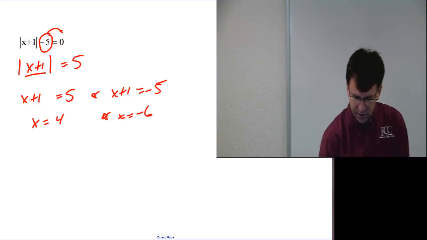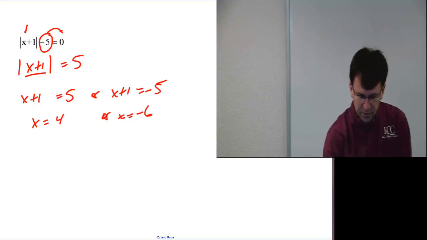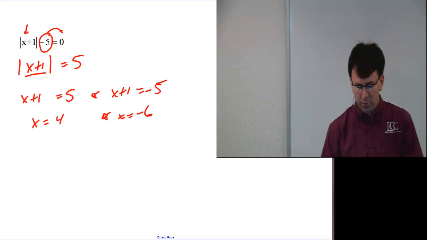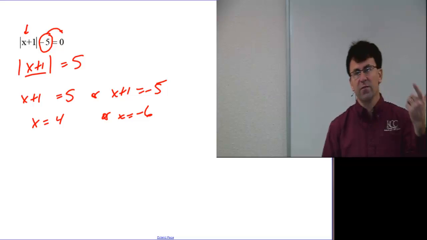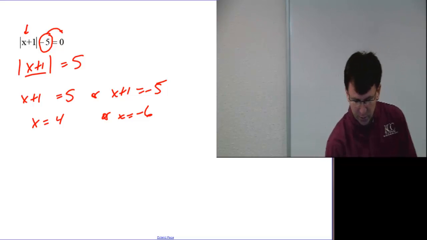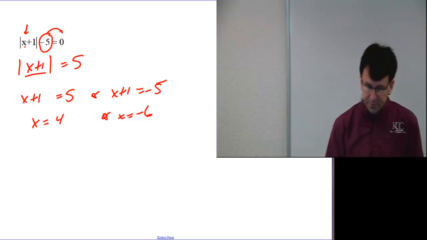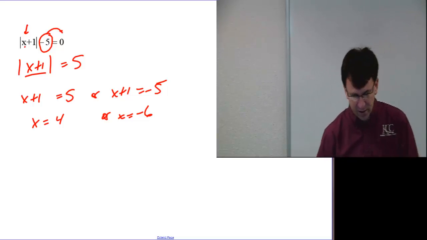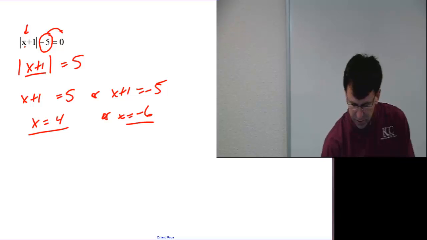And logically, again, we can check our answer. Negative 6 plus 1 would give us a negative 5. Absolute value of negative 5 would be 5. 5 minus 5 would be 0. 4 plus 1, absolute value of 5 is 5. 5 minus 5 makes 0. And so there is our solution. We'd have negative 6 and 4.